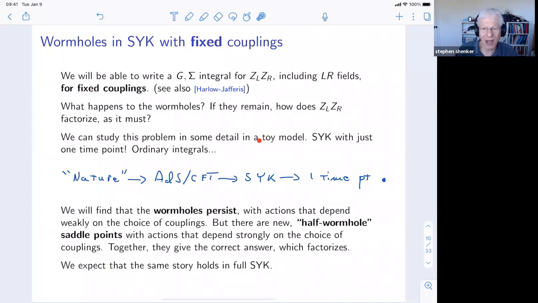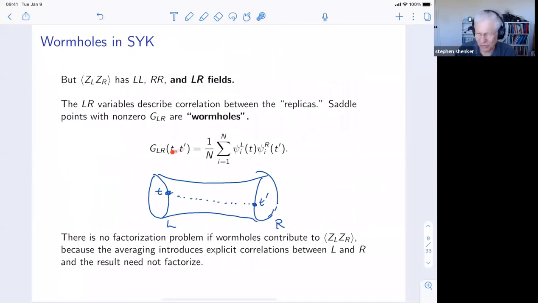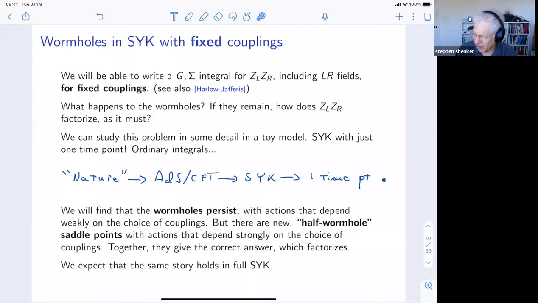This should really be a toy model of the toy model: SYK with just one time point. Then if it's just got one time point, you're not integrating over bilocals, you're just integrating over ordinary numbers. You get ordinary integrals, and those we can really poke around in. And that will be the exercise. So this is always a good strategy, to reduce things to absolutely trivial examples and see how things work.